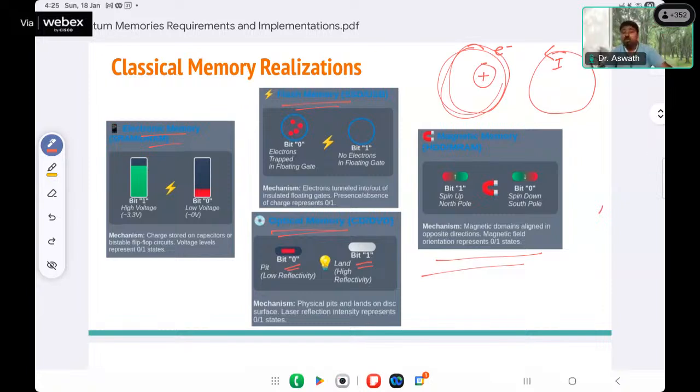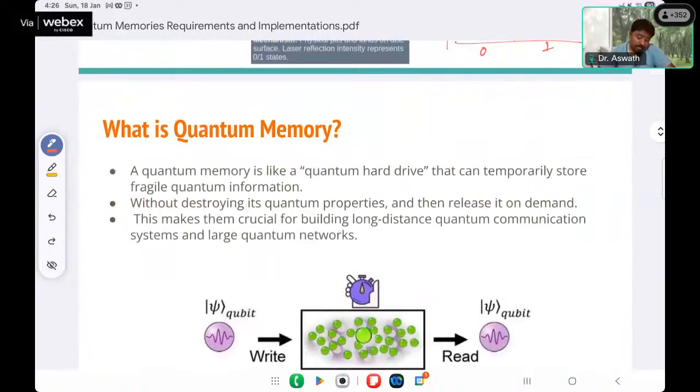So I can arrange all those magnetic dipoles in a particular direction. In that way, I can realize memory, whether 0 or 1. If all the magnetic moments of each atom are aligned towards the left, I will realize 0. If they are aligned toward the right, it is 1. In that way, on a magnetic strip, I can store the information. This is how classical memory is realized more or less these days.